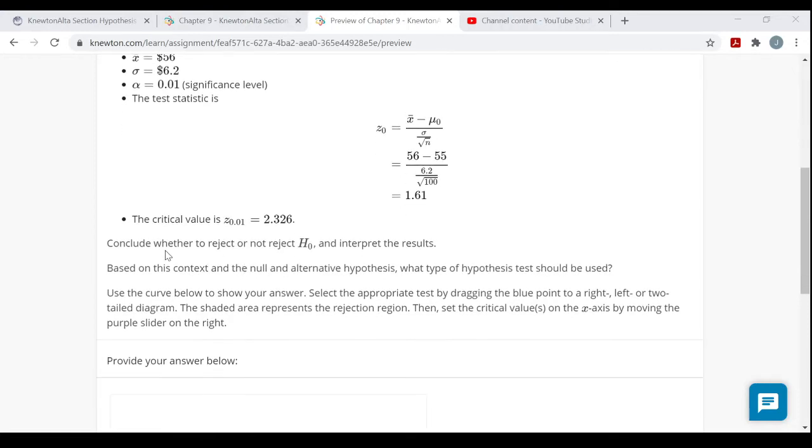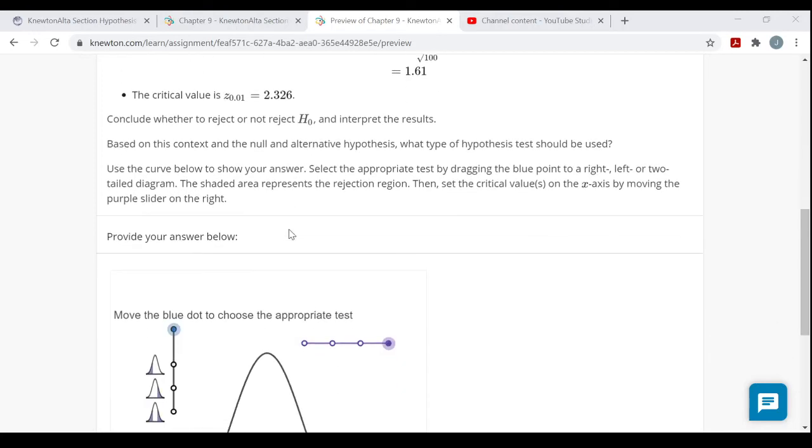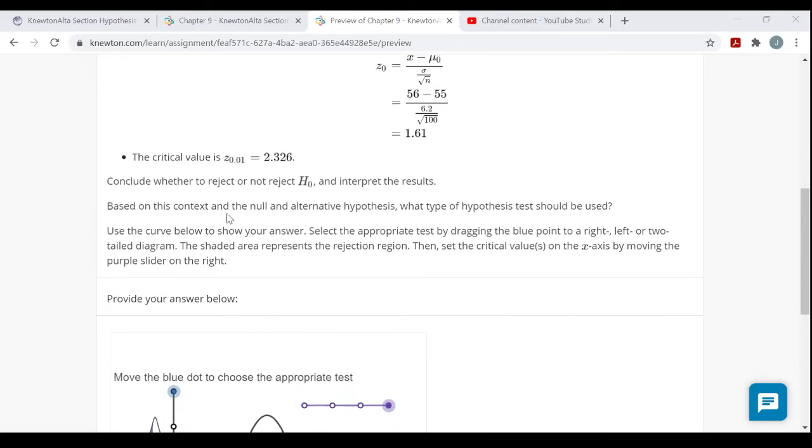Now the question is, conclude whether to reject or not reject the null. Well, I mentioned this test statistic for our sample, 1.61, is not in the rejection region. It's not greater than or equal to the z with 1% above it. It's not greater than or equal to this critical value. So we don't reject. And then based on this context and the null and alternative hypotheses, what type of hypothesis test should be used?